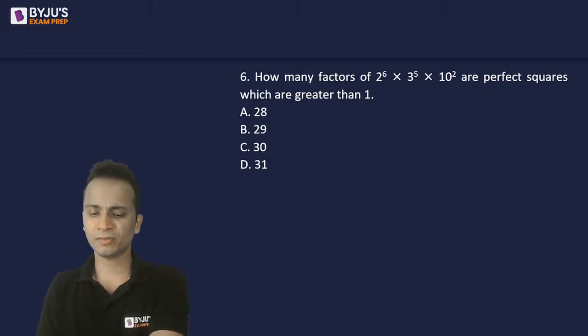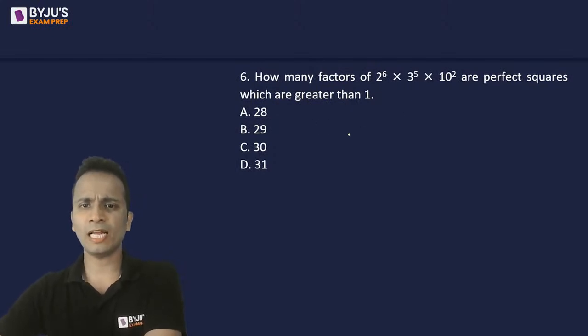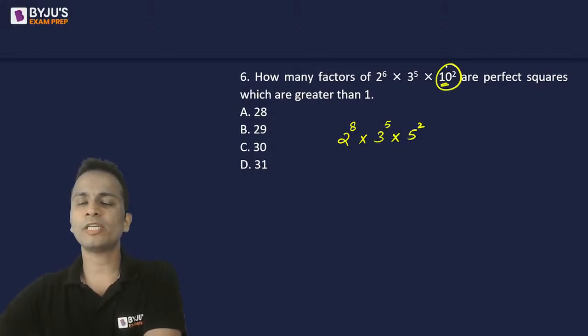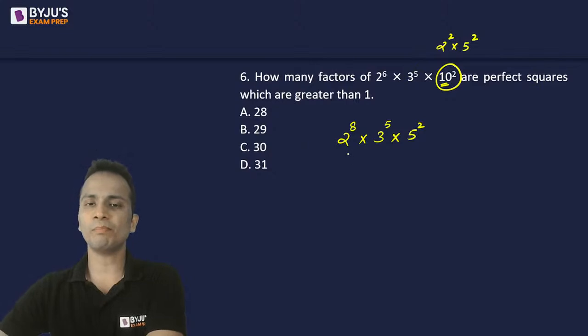Now follow the steps. We need to find out the number of factors which are perfect squares. So first of all, you have to write this number as the product of prime factors. Simple, prime factorization karna. So this number can be written as 2 raised to the power 8 multiplied by 3 raised to the power 5 multiplied by 5 raised to the power 2. 10 is not a prime number, so 10 squared will be written as 2 raised to the power 2 multiplied by 5 raised to the power 2. Okay, right? So this is our number.